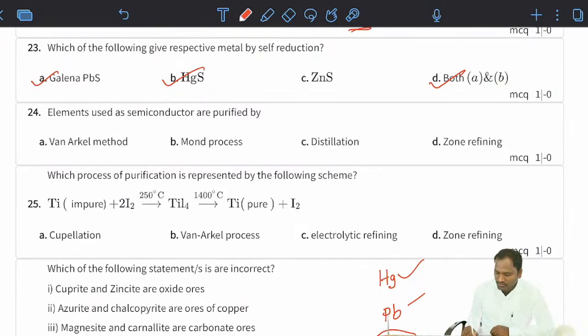How they undergo, you know. Suppose HgS on oxidation gives HgO plus SO2. HgO is there, no? It reacts again with HgS, forms 3Hg plus SO2. Same thing happens in other cases also.